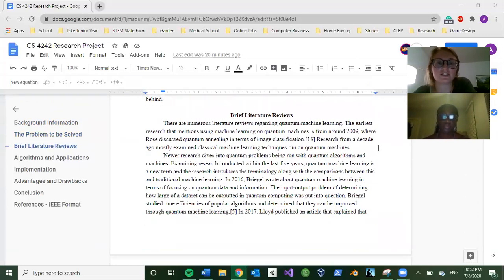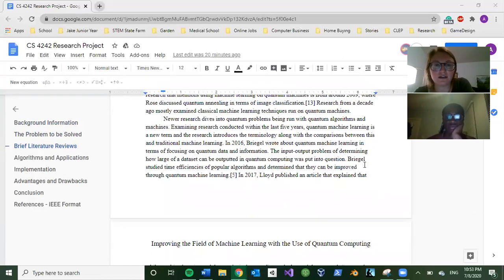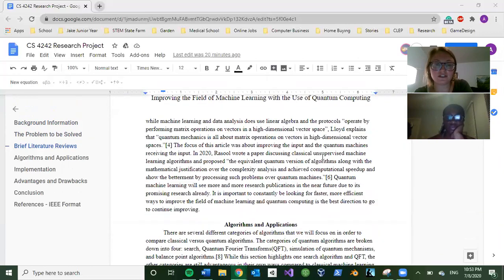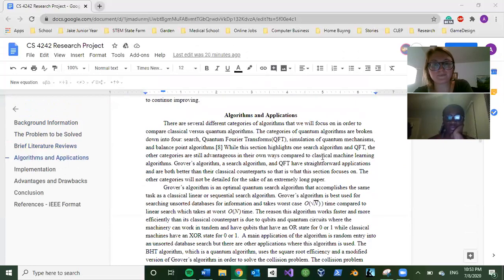So we did some research on previous research that's been done in this field, and the earliest research on quantum machines and quantum machine learning is from around 2009. We focused mainly on the last 5 years of research, and the phrase quantum machine learning popped up a lot more and focused on using quantum data and information versus classical algorithms using quantum algorithms.